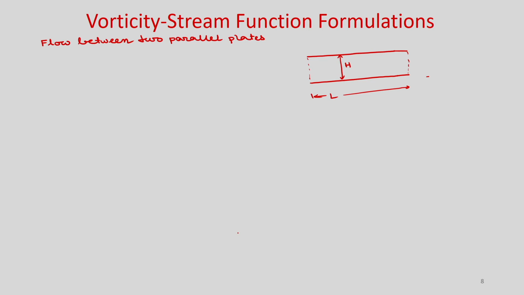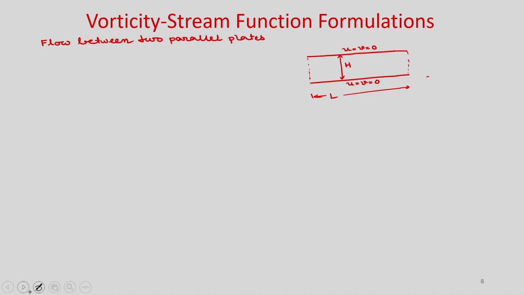Now, obviously on the wall velocities will be 0. So, in terms of velocity, on the bottom wall u is equal to v is equal to 0, on the top wall also u is equal to v is equal to 0. And let us say that you have a uniform velocity at the inlet. So, this is your inlet, and this is your uniform velocity, capital U. With this velocity it is entering.